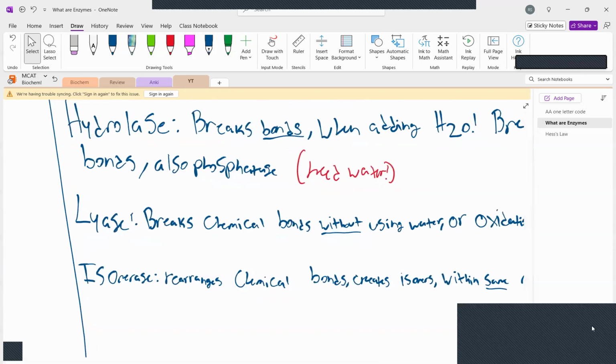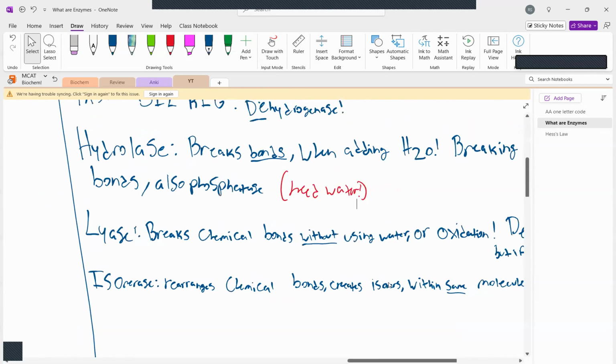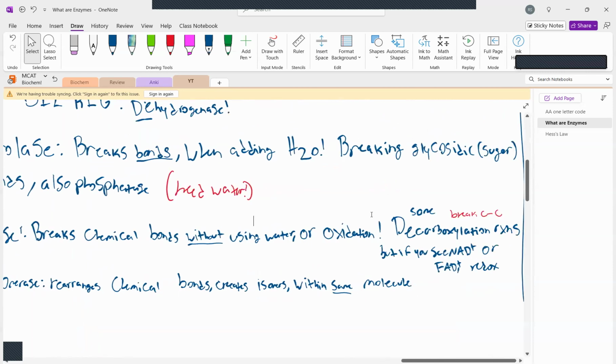So a lyase is something that breaks. Oh no. Well, I guess you see my computer's dead. It's been a long day.